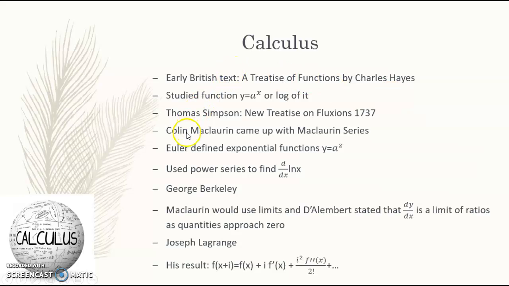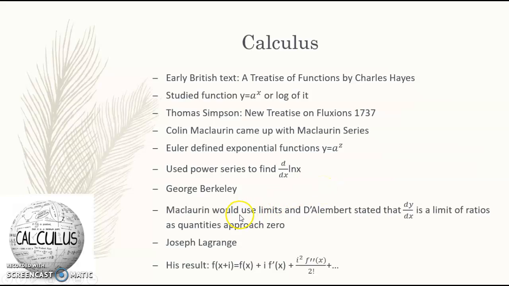Okay. We have Colin Maclaurin, who came up with the Maclaurin series. We also have Euler, who defined exponential functions y equals a to the z. He makes z the logarithm with y, the base being a, and developed a power series for any base a. Okay, moving on, we have here that he used the power series to find the derivative of the exponential function.